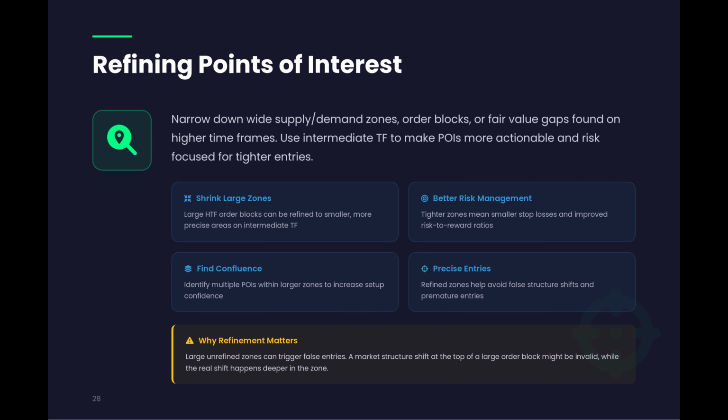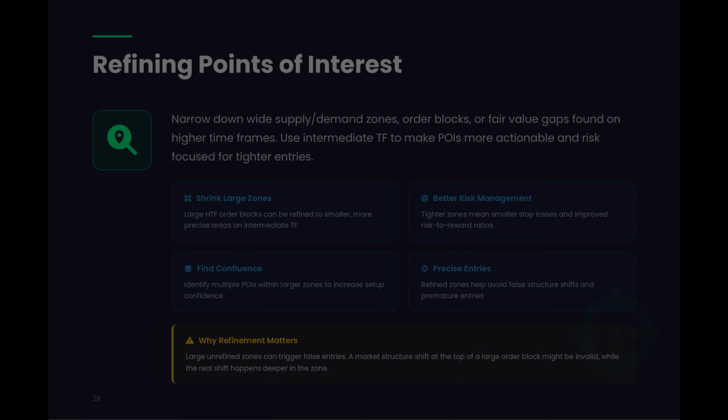But here's a word of caution. Don't over-refine. There's a point of diminishing returns where you're zooming in so tightly that you're essentially just guessing. The goal is to make your zone actionable and precise, not microscopically perfect. A balance is required. Professional traders find that sweet spot through experience and backtesting. Remember, refinement is about making your analysis actionable. It's about transforming broad zones from your higher time frame into precise trading areas on your intermediate time frame. This is what professional preparation looks like, absolutely essential for precise entries.